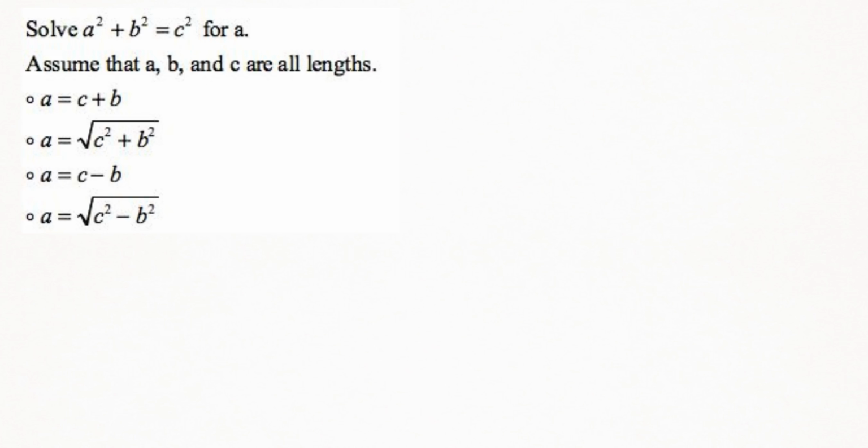Here we're given our standard Pythagorean theorem, a squared plus b squared equals c squared, and they want us to go ahead and solve for a, or get a by itself. So we take our equation, and the first thing we're trying to do is get a by itself, so we want to go ahead and move anything with next to the a over to the other side.